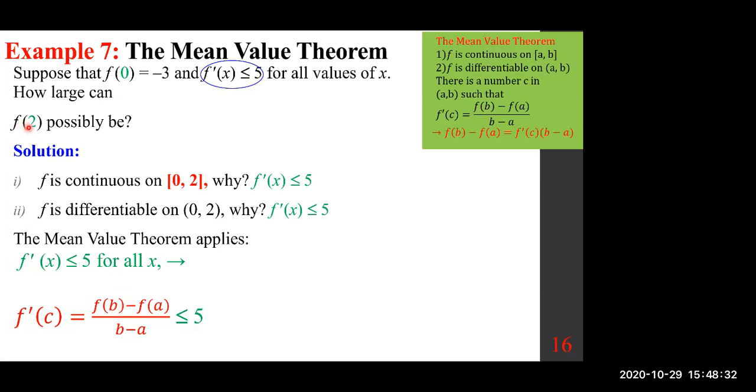F of 2. What is minus f of a? Minus minus 3. And then 2 minus 0. I hope you see what I'm doing. I'm just using this one. Everything is there except f of 2. Okay. So we plug in and we do the cross product.